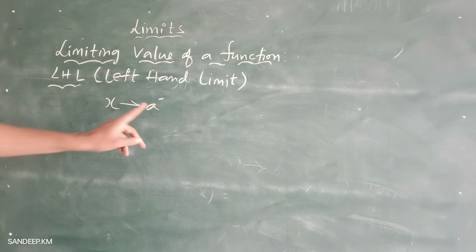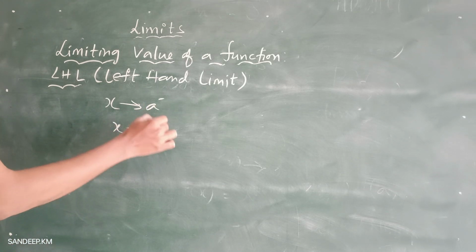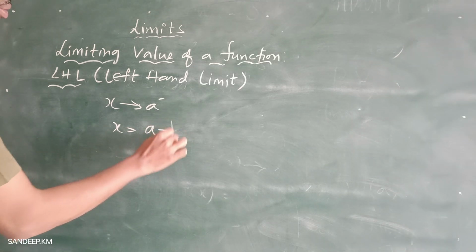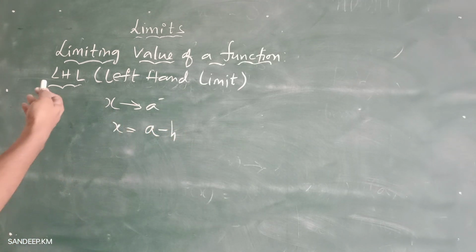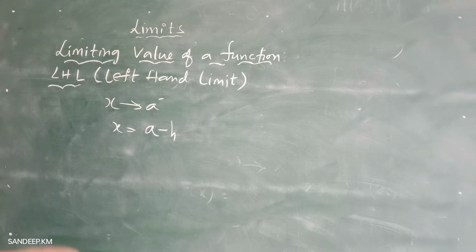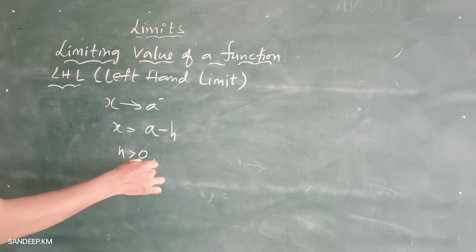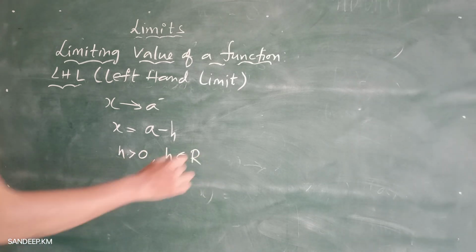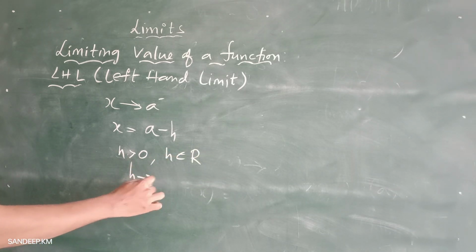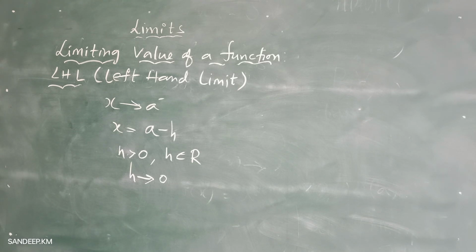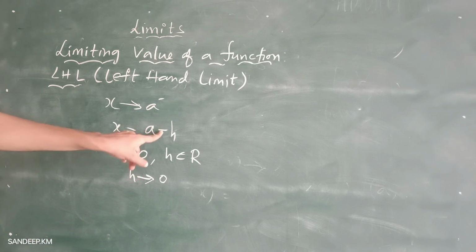What is the meaning of it? It means x is equal to a minus h, or we can also use delta, the symbol that we used before. Here h is a positive real number, and at the same time h is approaching 0. That means 0.000000 and so on. The value of h may be 10 power minus 50 or 10 power minus 60. The meaning of x approaches a minus is x is equal to a minus h.